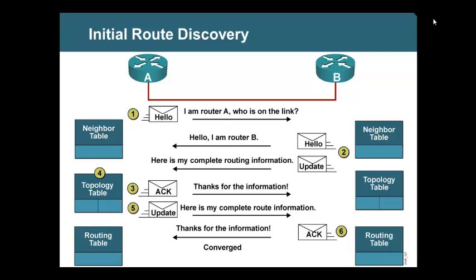Fine. Next, let us get back to EIGRP. What we saw just now is what I was showing you using Wireshark. The hello was sent to 224.0.0.5. Router A is sending, I am router A, who is in the link. And router B is now learning the neighbor. Router B learns A as a neighbor and sends a hello packet. Hello, I am router B. Here is my update. Here is my complete routing information.